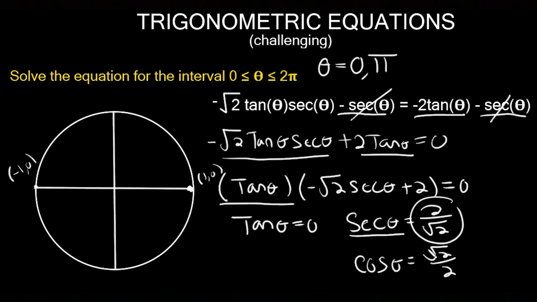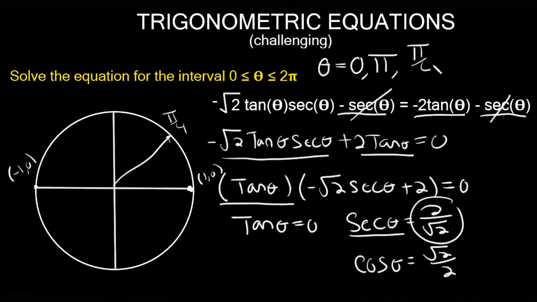Moving on to the next one, I have cosine theta equal to the square root of 2 all over 2. Again, cosine is positive in the first and the fourth quadrant. And we know that that angular value in the first quadrant is going to be pi over 4 right here, right? So we get pi over 4. And the x and y values there are going to be root 2 over 2, comma, root 2 over 2, right? So we know that pi over 4 will work.